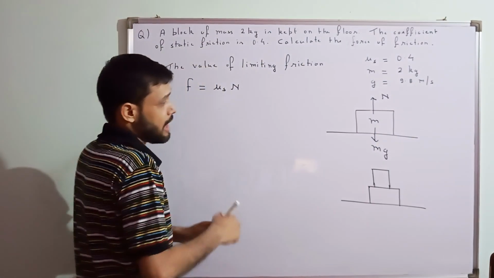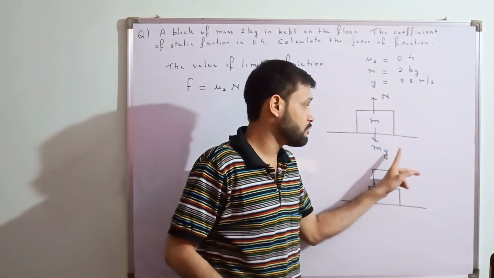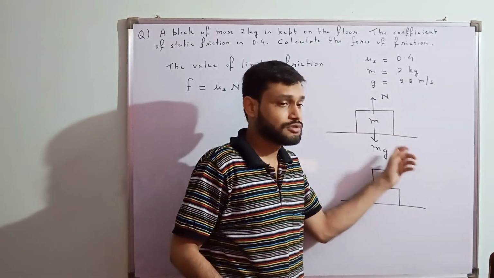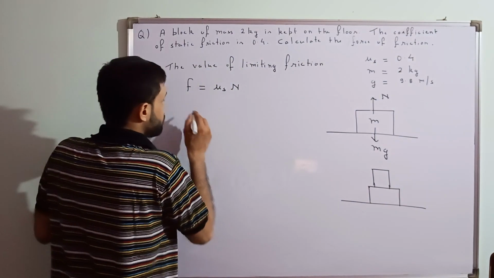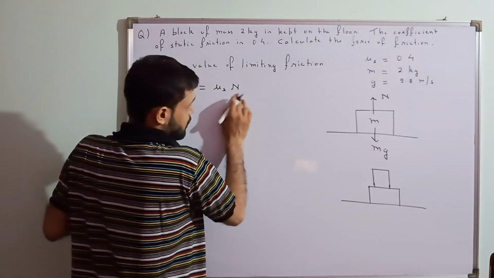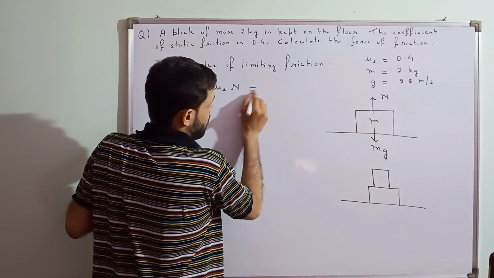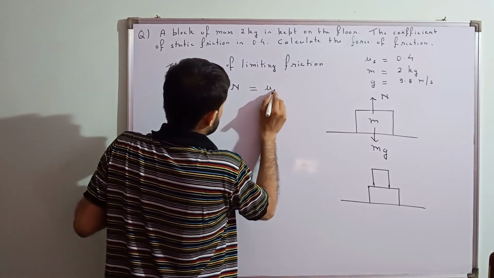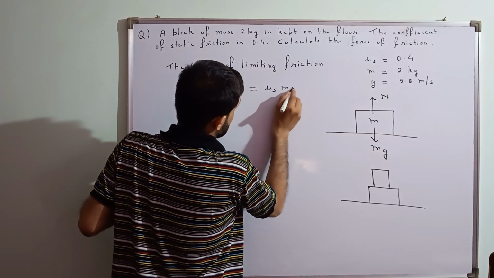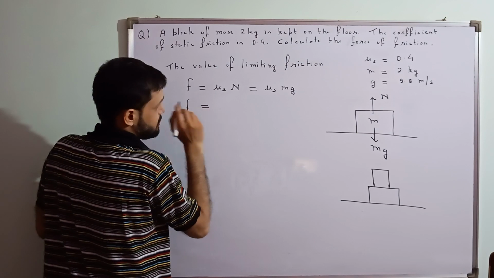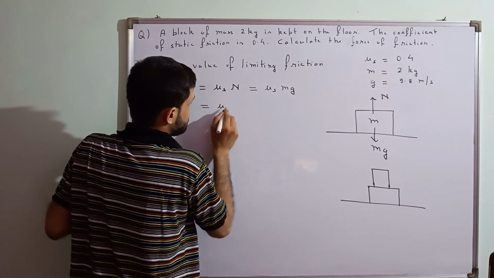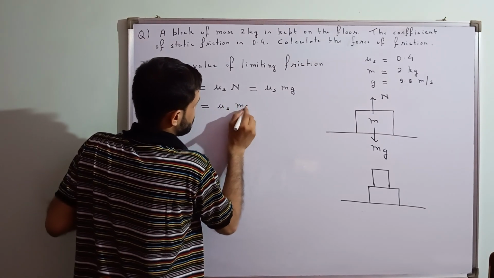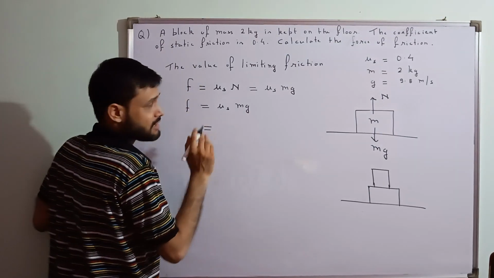Now if I come to this situation, here normal reaction is equal to mg, so just put N equal to mg, no problem. But we need to understand why this is coming. Otherwise, the question may change and you will not be able to get the right answer. So I write this as mu times mg. Now put the values and find the answer for friction.